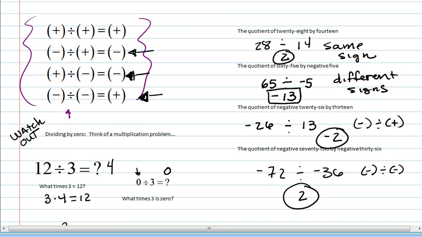Well, why is that true? What times 3 gives you 0? Well, 3 times 0 equals 0. So that's why this is true.